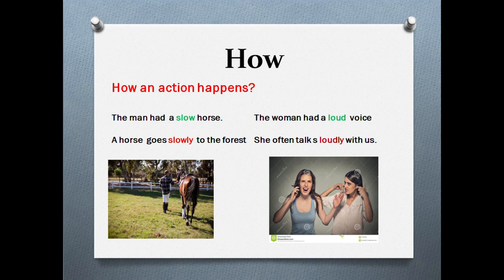How does an action happen? The man had a slow horse. A horse goes slowly to the forest. The woman had a loud voice. She often talks loudly with us. There are the adverbs slowly and loudly. Okay, go ahead.